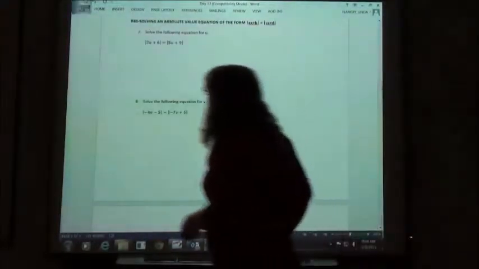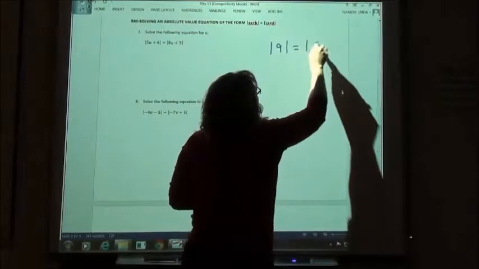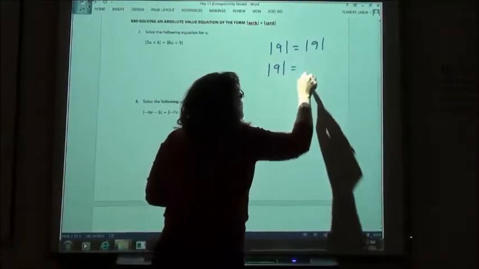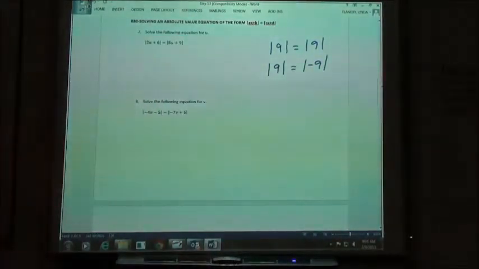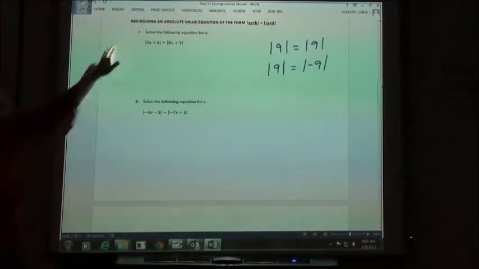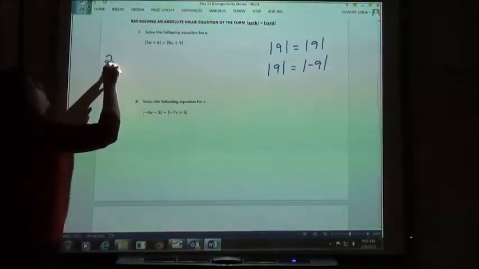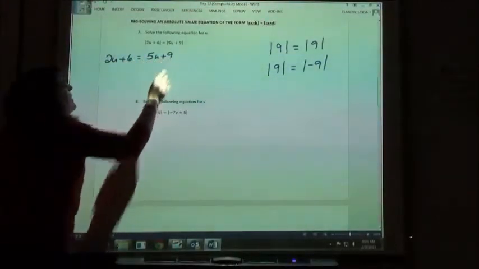Numbers 7, 8, and 9 are solving ones where we have absolute values on both sides. So in theory, the absolute value of 9 could equal the absolute value of 9, but the absolute value of 9 also equals the absolute value of negative 9, right? So what they're going to do for their two cases is on the first one, they're going to leave everything the exact same. The 2u plus 6 equals the 5u plus 9.